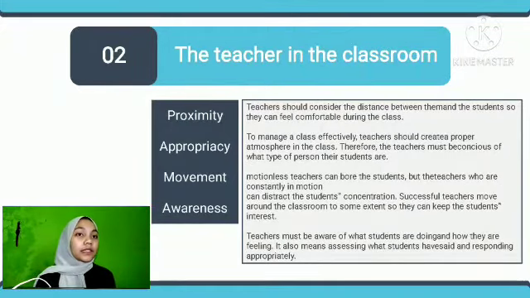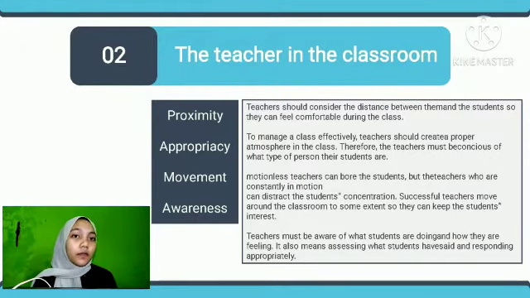For the second one, the teacher in the classroom. What should the teacher do in the classroom while the teaching is running? There are 4 things. For the first one, proximity. The teacher should consider the distance between themselves and the students so they can feel comfortable during the class.